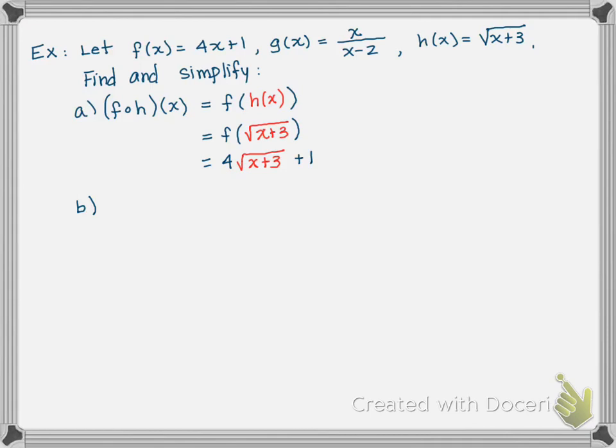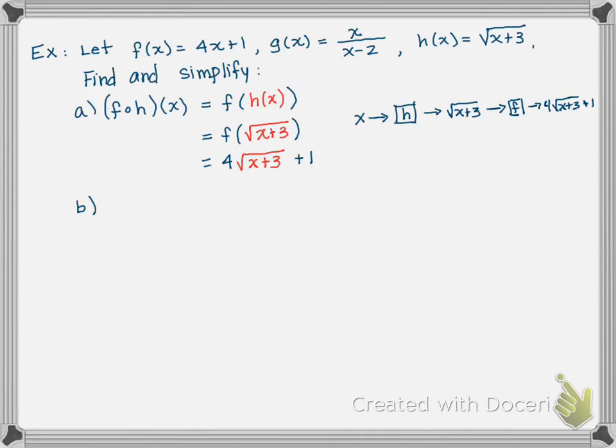Well, x is the input of h, right? So the output of h of x is the square root of x plus 3, which we then use as an input for f. So like in that diagram that we did before, we're taking x, we're putting it into h, and what we get out is the square root of x plus 3, which we're then putting into f, which gives us 4 times the square root of x plus 3, plus 1.